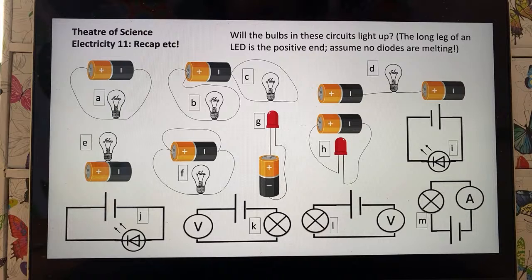K is just a series circuit with a bulb and a voltmeter in it, and a cell. And L is exactly the same, but the bulb and the voltmeter have switched places, so the voltmeter is on the side of the negative terminal. And M is a series circuit with a cell and a bulb and an ammeter in it.